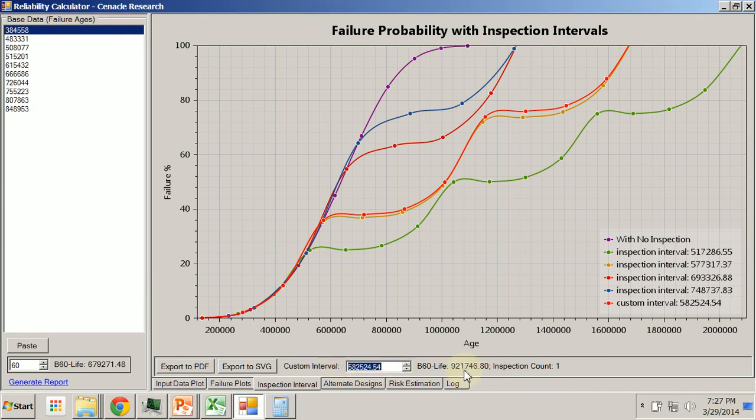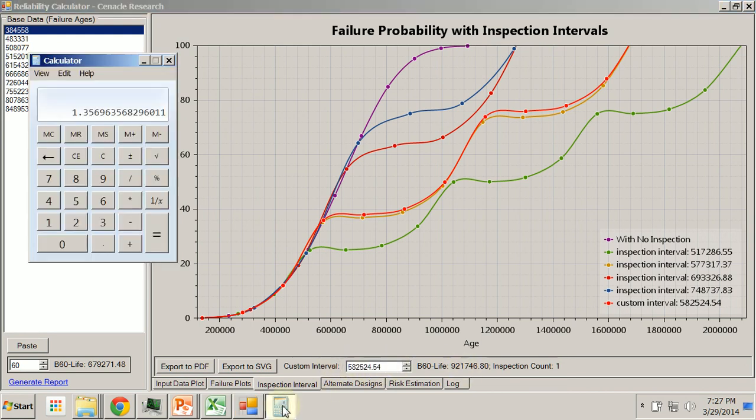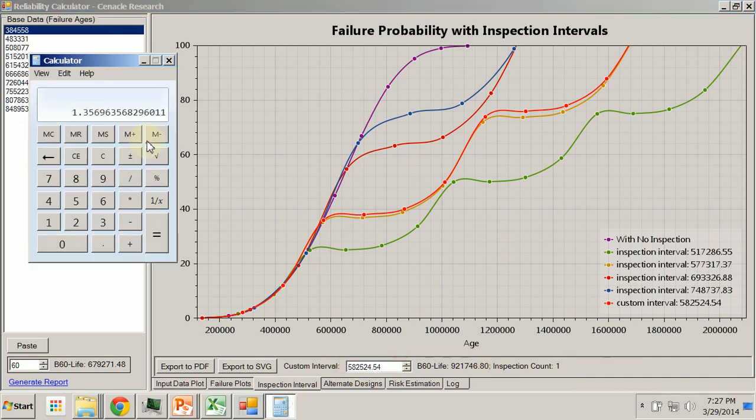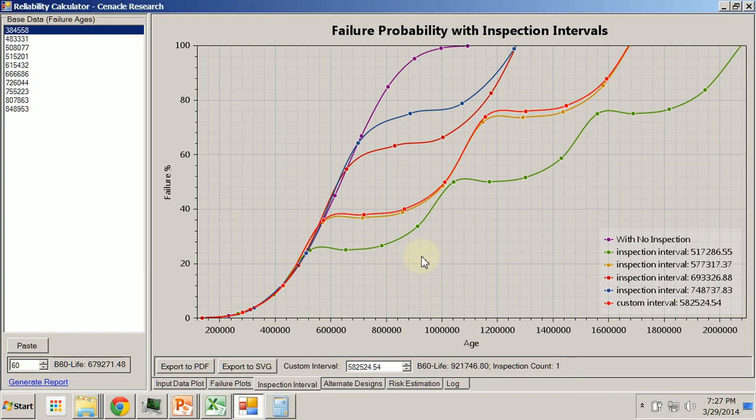My life extended by close to 1.3 times, and my inspection count is 1. So by adding one inspection at this point, say 582,000 cycles, my life extended by about a third. This way you can compute the trade-off between the number of inspections and the amount of life that you extend by it.